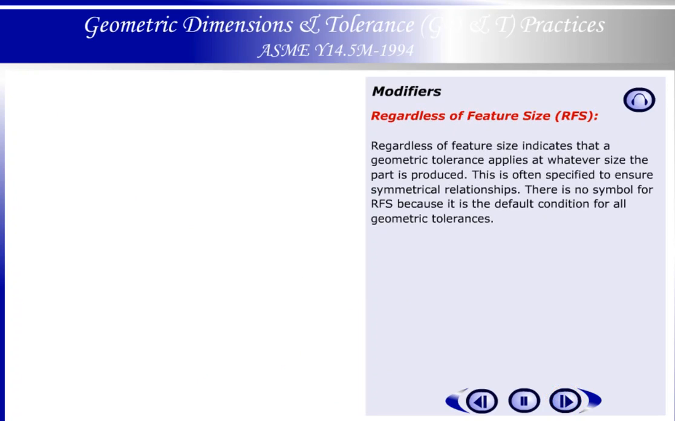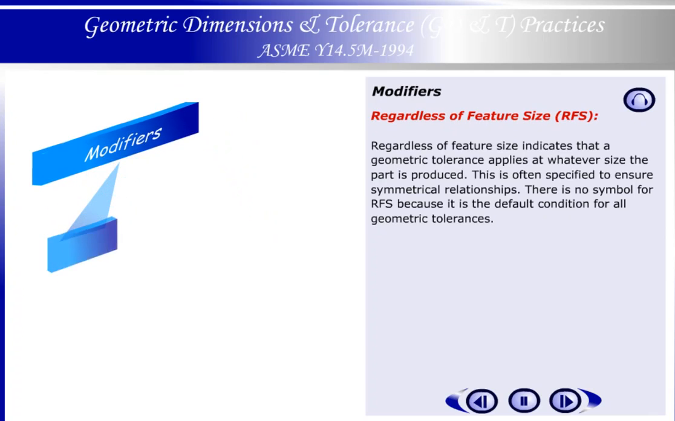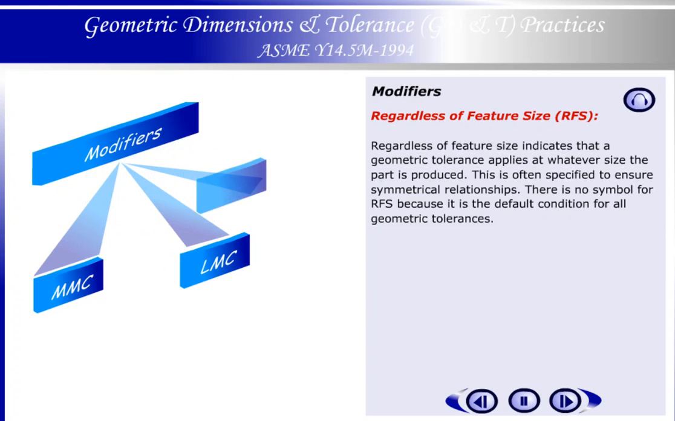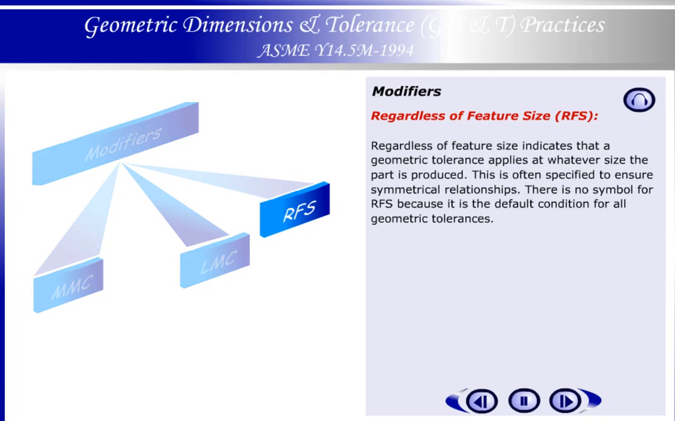Regardless of feature size, RFS. Regardless of feature size indicates that a geometric tolerance applies at whatever size the part is produced. This is often specified to ensure symmetrical relationships. There is no symbol for RFS because it is the default condition for all geometric tolerances.